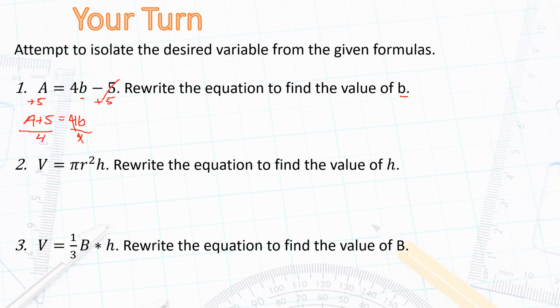And then 4 divided by 4 is 1, so my final solution is (a + 5) all over 4 is equal to b. So I've isolated b. b is now on its own.